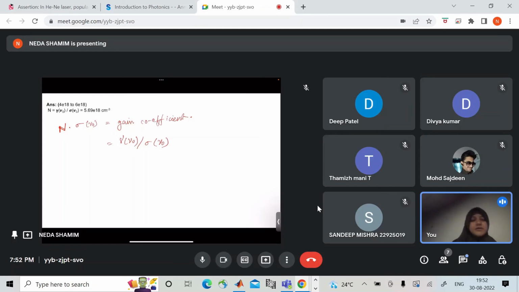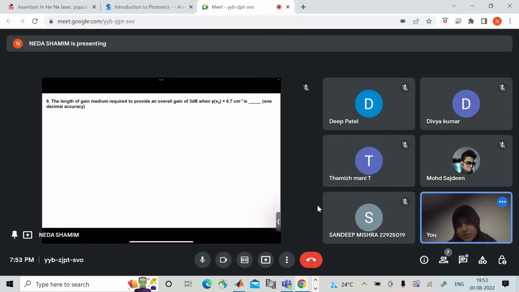That's why in our solutions we give a range of answers, saying the answer is correct from this range to this range. Okay, we have been given the gain coefficient, and now we have to find the length of the medium. We have been given the overall gain. So how do we solve this?